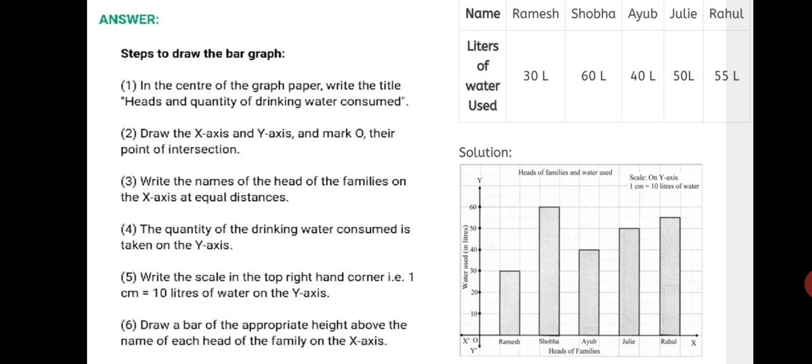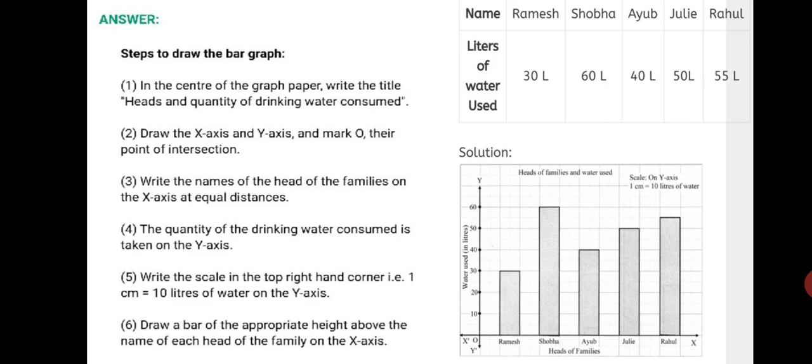Now, the last sixth step and the most important step is you have to draw a bar of the appropriate height above the name of each head of the family which is given on the x-axis. So, where you see the name of Ramesh, you will see in the table 30 liters is given. So, you will draw a bar with a pencil and a scale up to 30 and you can shade it, or you can draw slant lines inside it showing the bar graph. Similarly, you're going to do it for Shobha. Shobha is 60 liters, so we'll go till 60 and mark it and shade it.